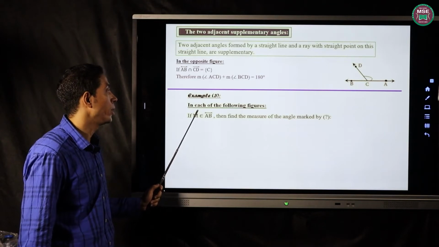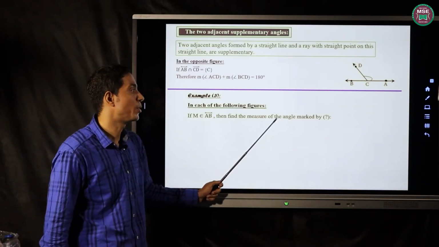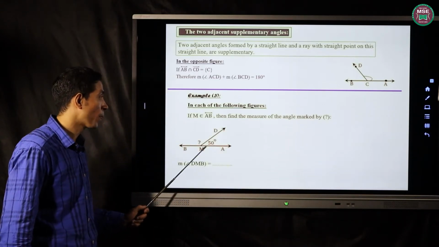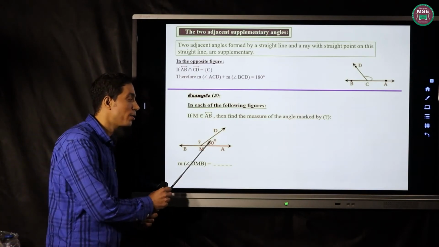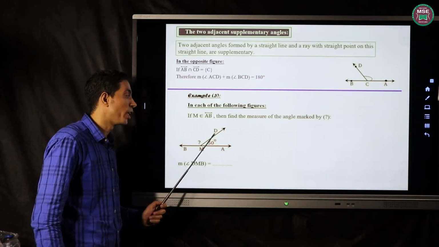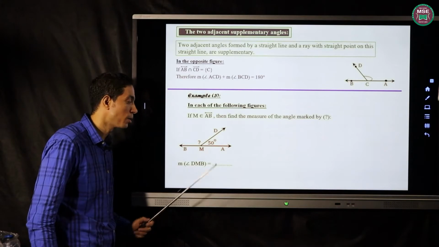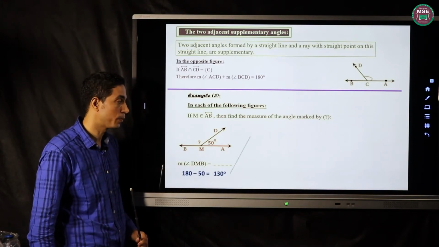Example number 3, in each of the following, M belongs to straight line AB, then find the measure of the angle marked by the question mark. Number 1, AB is a straight line, so the sum of these two angles equals 180. We have the measure of angle AMD equal to 50, then the measure of angle BMD equals 180 minus 50 degrees. 180 minus 50 equals 130.